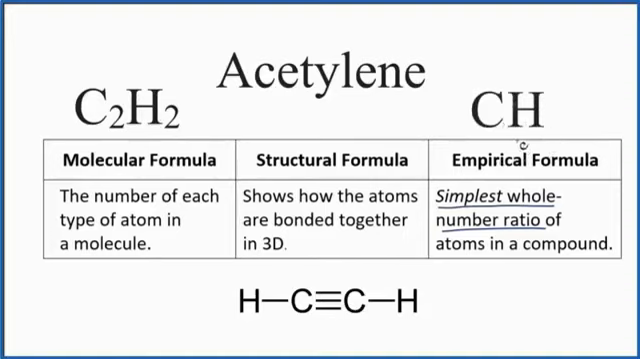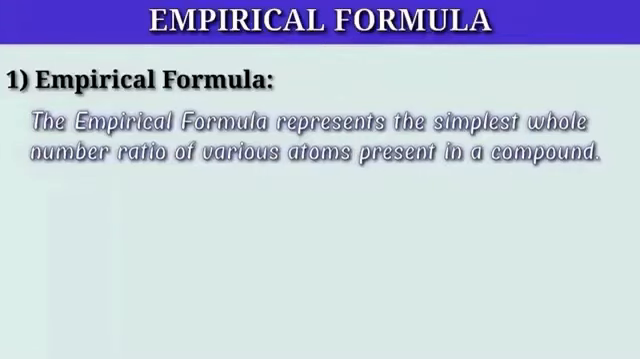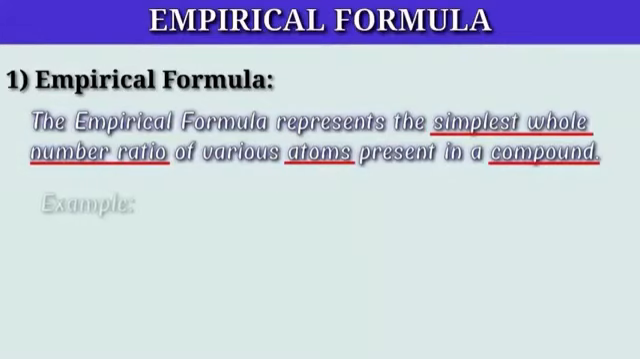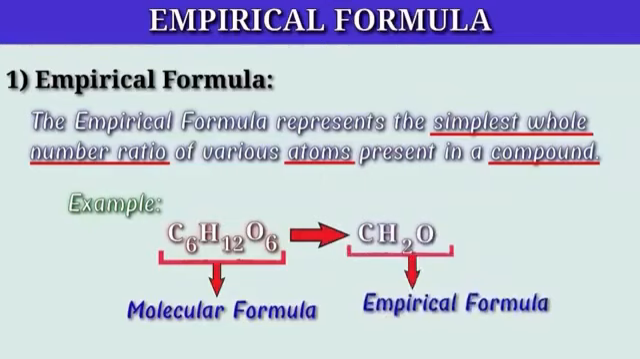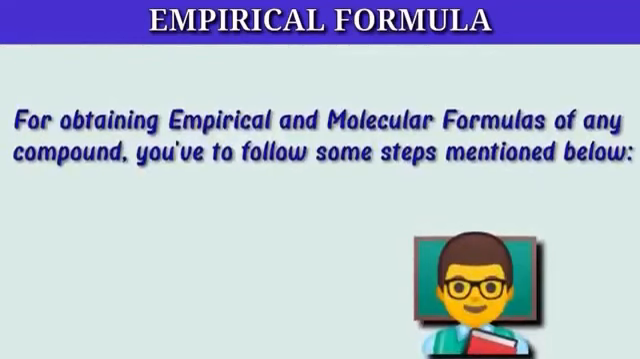Okay, so we can give a more detailed definition of the empirical formula. The empirical formula represents the simplest whole number ratio of the various atoms present in a compound. And if you look at an example of glucose, the formula is C6H12O6, but the empirical formula is going to be CH2O. Now, for obtaining the empirical formula and molecular formula of a compound, we can follow the steps below.